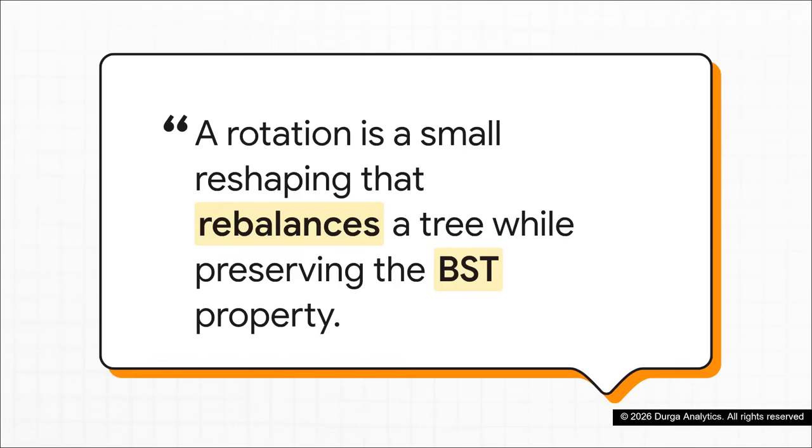But what you absolutely must understand is the concept itself. A rotation is just a small, localized reshaping. It pulls one node up and pushes another one down to even out the height. And it does all of this without breaking the fundamental binary search tree ordering.